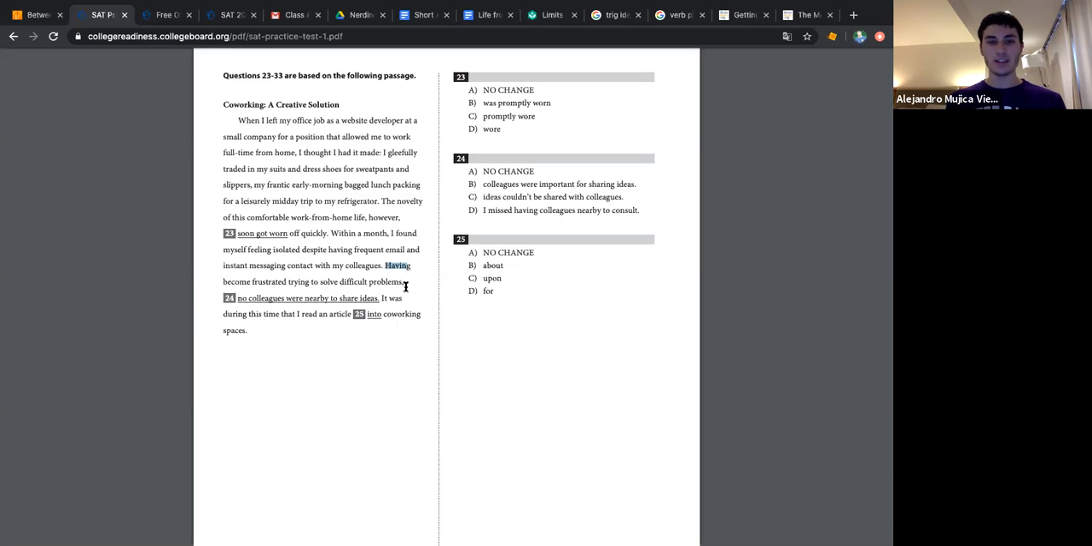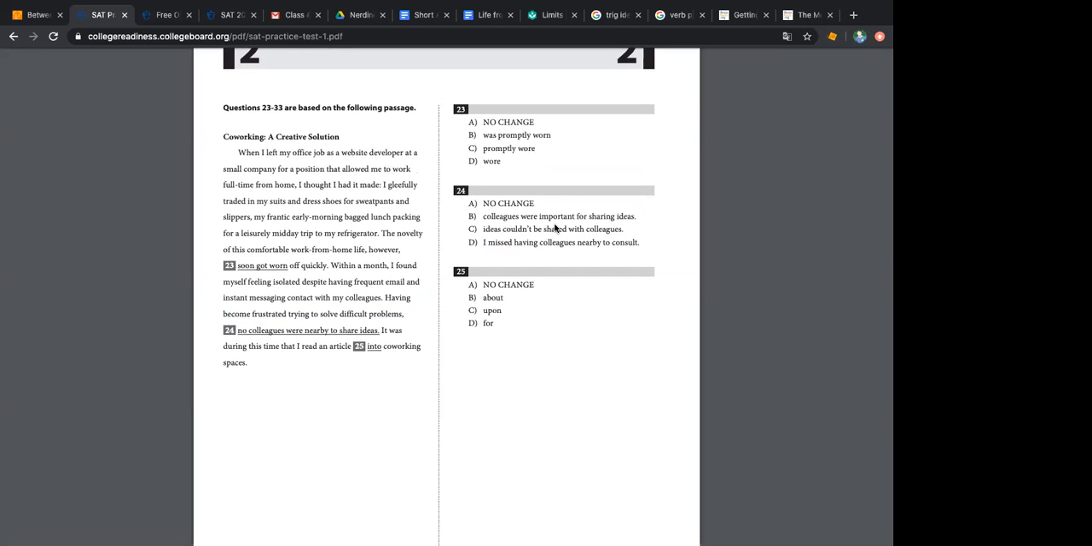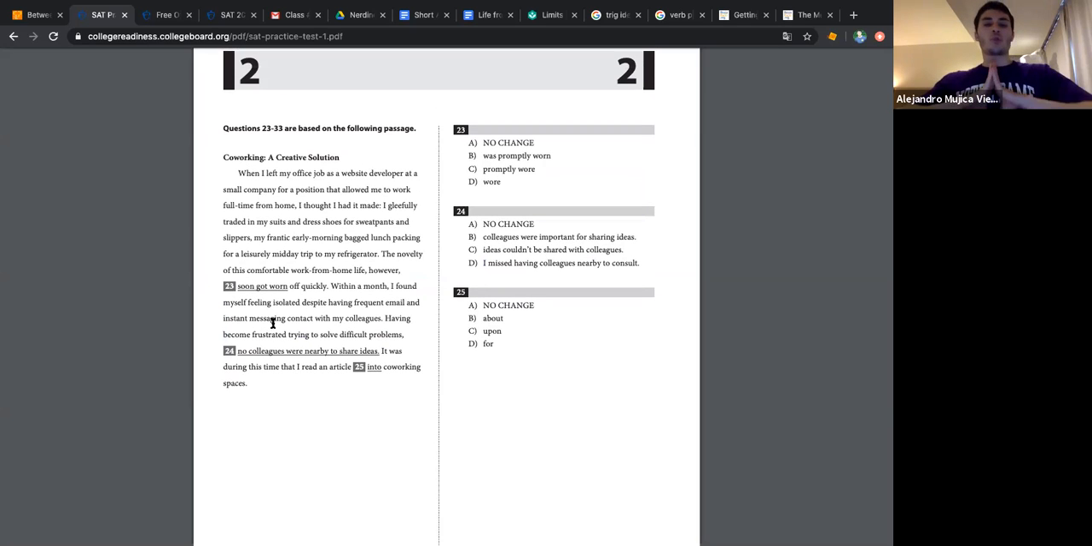A gerund phrase like this is generally setting up a causal relationship. Having gotten there quickly, I was okay with waiting. Because I got there quickly, I'm okay with waiting. Because I had become frustrated, I missed having colleagues nearby to consult. Does that make sense to all of you? Yeah. Perfect. Alrighty, so let's move to number 25.